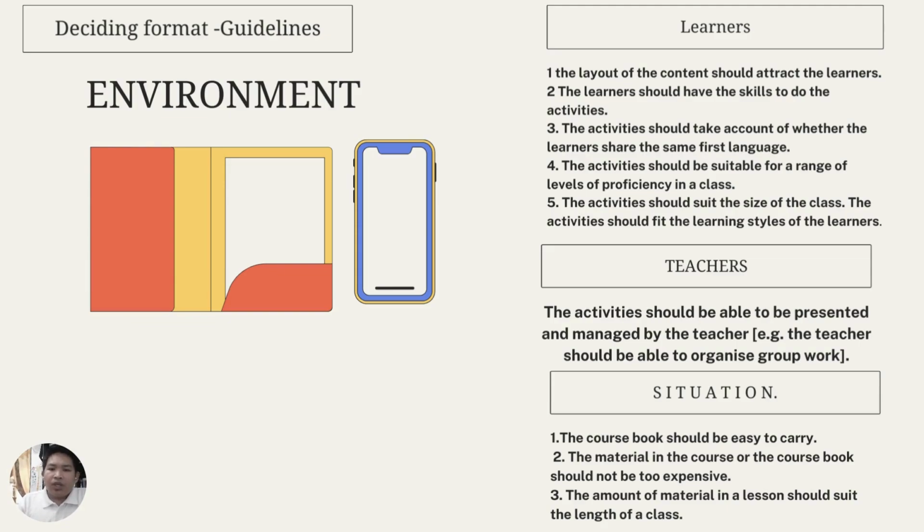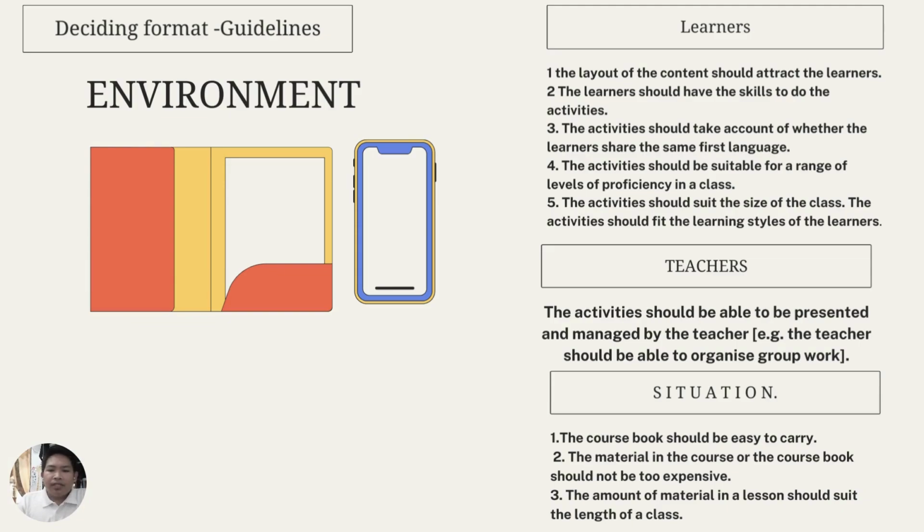We have to see who are the students in visual learning style, who are the students in kinesthetic learning style, and who are the students in audiovisual learning style. We have to pay attention to the student learning style. And the second is about the teacher environment. The activity should be able to be presented and managed by the teacher.